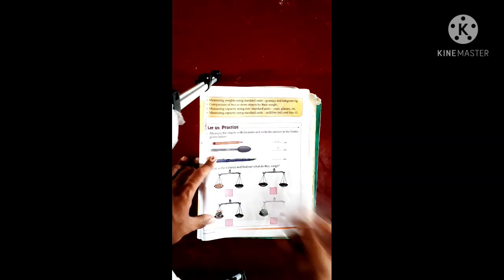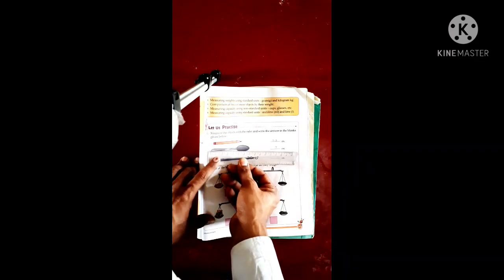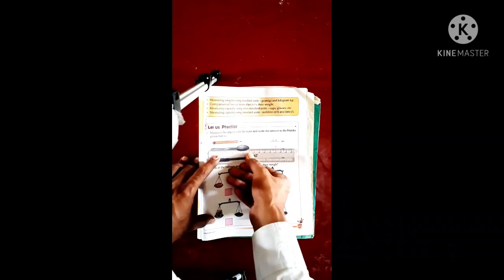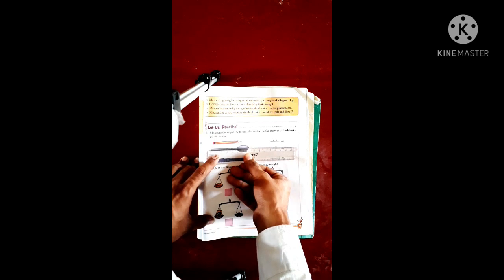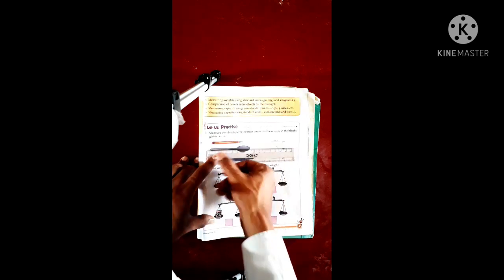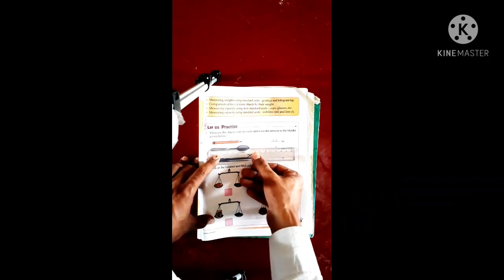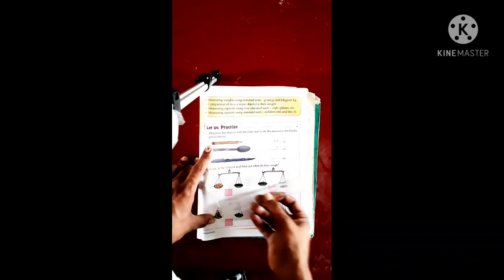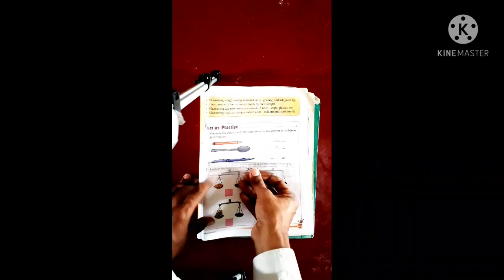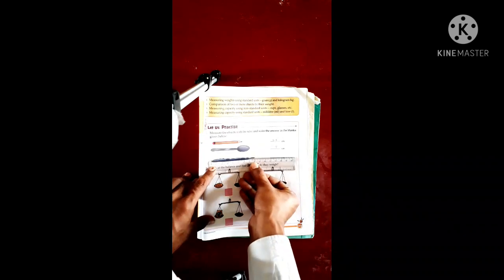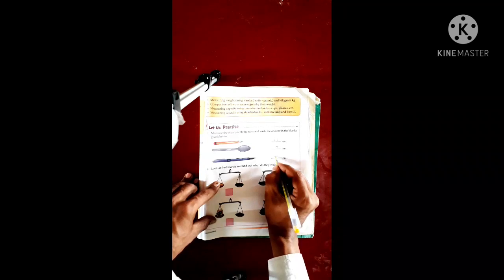Then next, see the length of this spoon. Keep one end of the spoon at the 0 and observe the other end. It is about 7 centimeter, and then the length of this pen is, you can observe, 8 centimeter. So write here 8 centimeter.